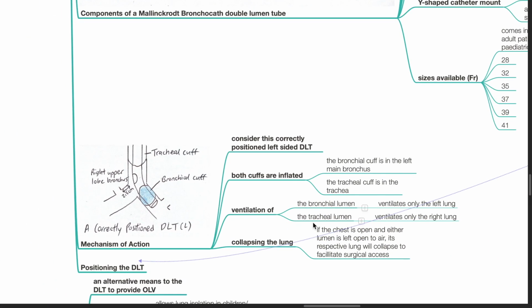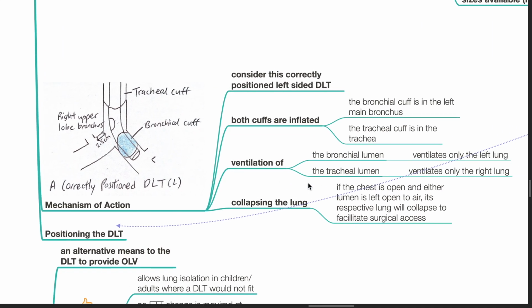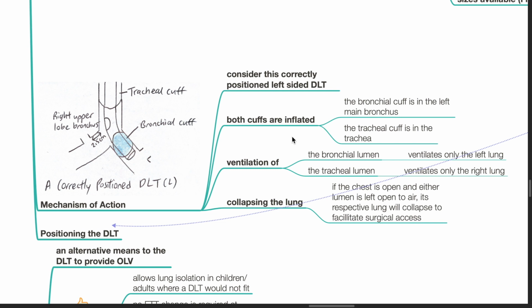Mechanism of action. Consider this correctly positioned left-sided DLT. Both cuffs are inflated. The bronchial cuff is in the left main bronchus. The tracheal cuff is in the trachea. Ventilation of the bronchial lumen ventilates only the left lung, and ventilation of the tracheal lumen ventilates only the right lung. Collapsing the lung: if the chest is open and either lumen is left open to air, its respective lung will collapse to facilitate surgical access. Positioning the DLT.